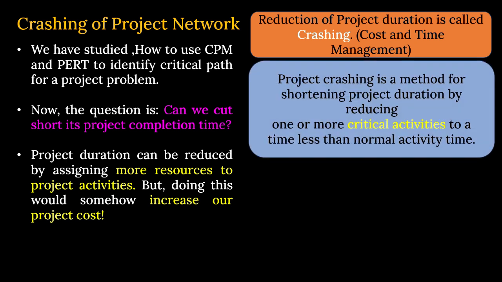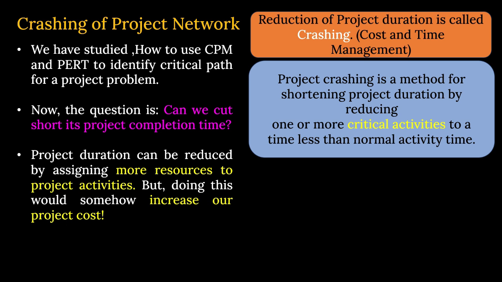Now, project crashing is a method for shortening the project duration by reducing one or more critical activities to a time less than normal activity time. If we trace back our previous knowledge, we have learned that the project duration, or the critical path, is basically the longest path in the project network, starting from the first node to the last node. These critical activities have no slack, no relaxation, no delay possible, and only then do they become critical activities.